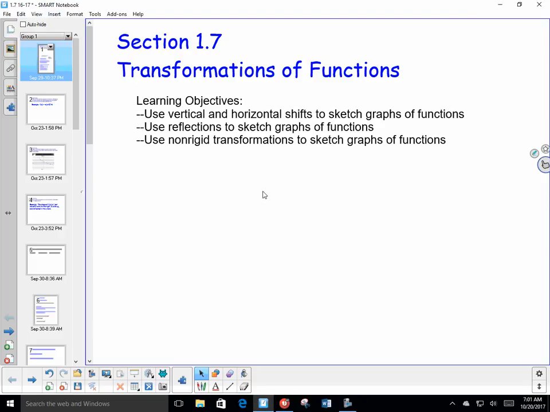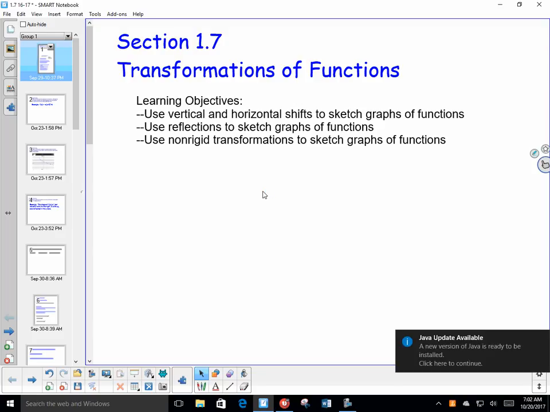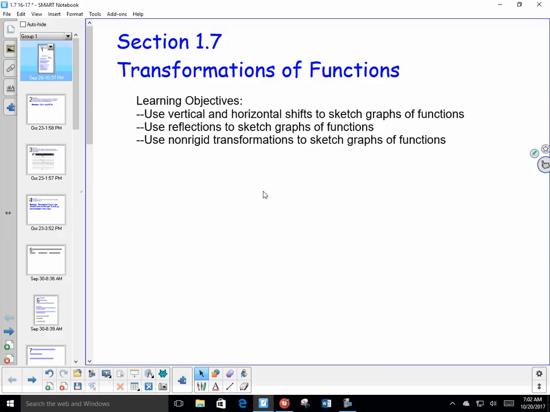We're looking at section 1.7, transformations of functions. Your learning objectives are to use vertical and horizontal shifts to sketch graphs of functions, use reflections to sketch graphs of functions, and use non-rigid transformations to sketch graphs of functions.